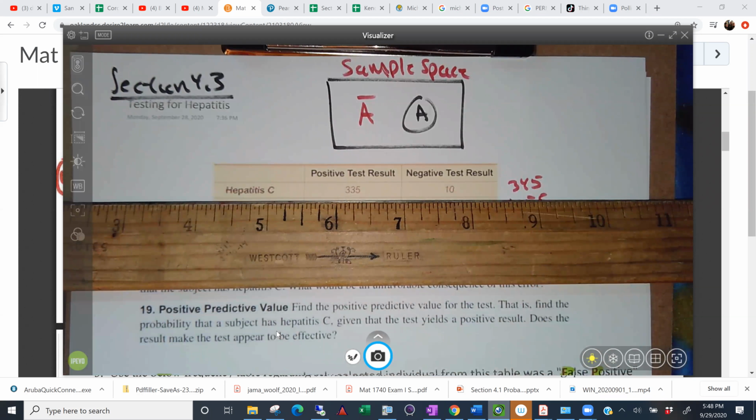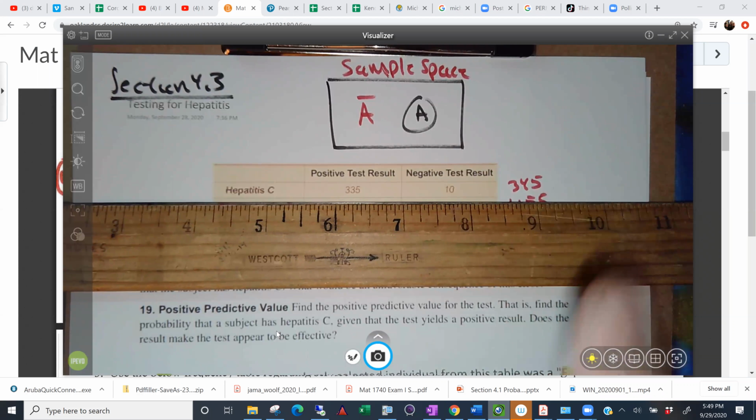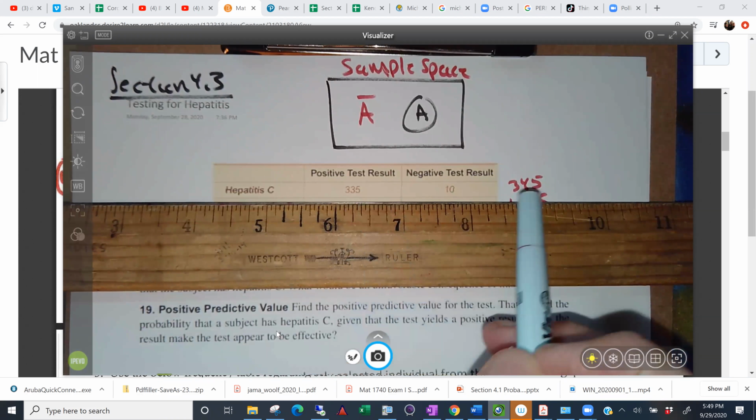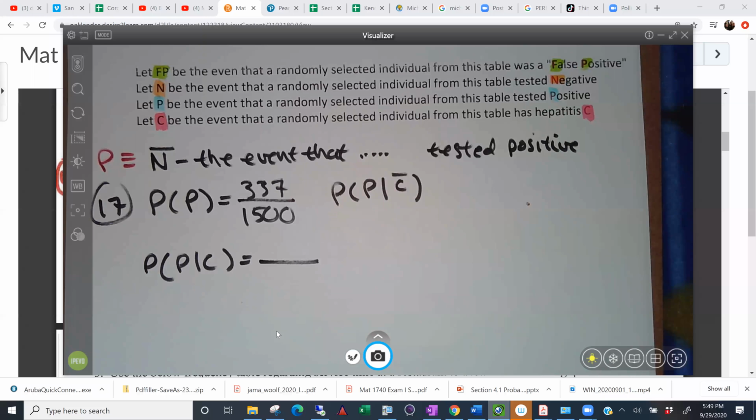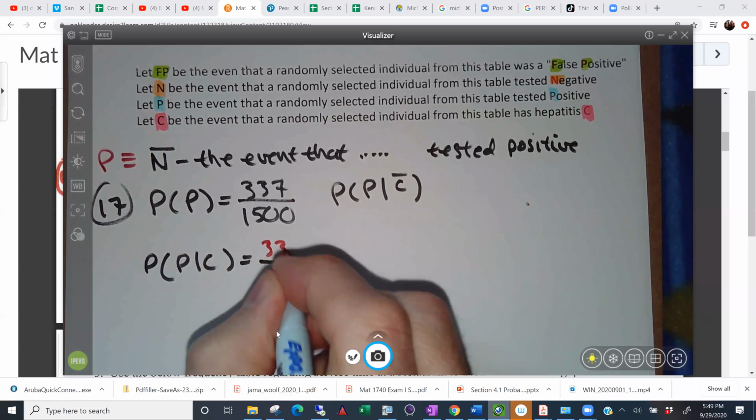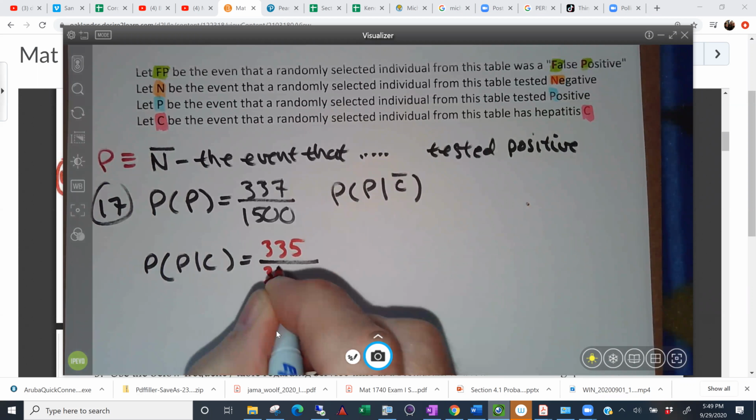So instead of 1,500 people in my table, how many people do I have as my new sample space? 345. And of those, how many had a positive result? 335. Good. So 335 out of 345. That would be this conditional probability down here.